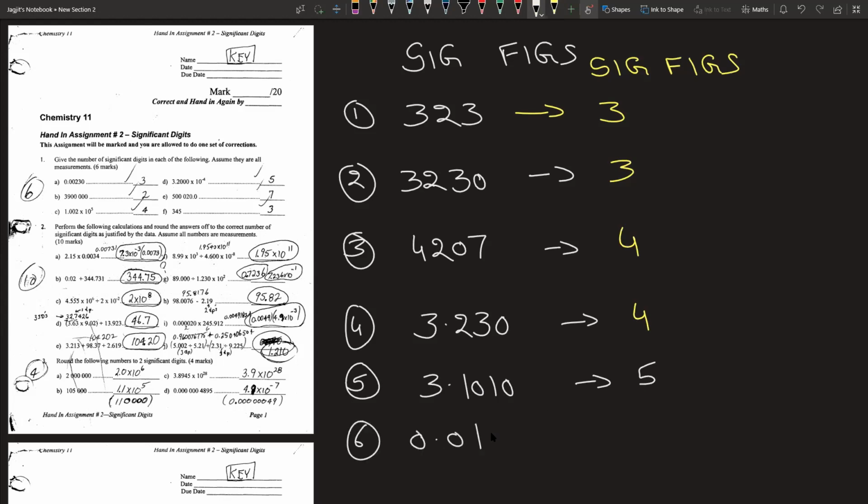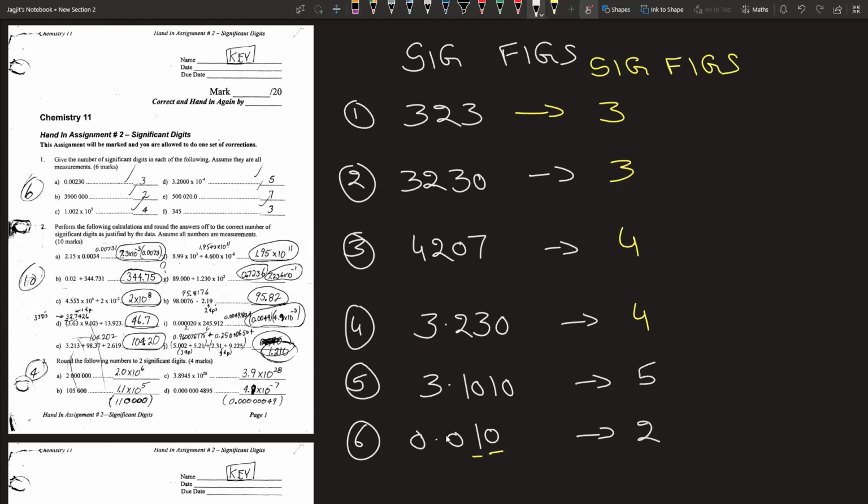What about this? This is a tricky one. Now, I told you that zeros after the decimal matter. They count. However, it needs to have a number in front. Does this 0 have any non-zero number in front? No, it does not. So this one does not count. So the only ones which count are this digit and this digit. So your sig figs are only 2.